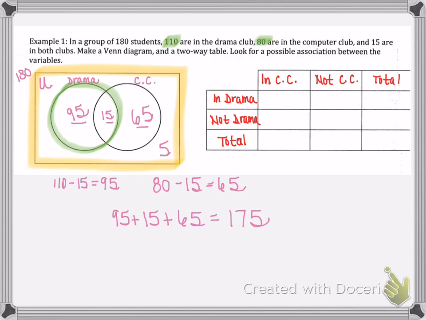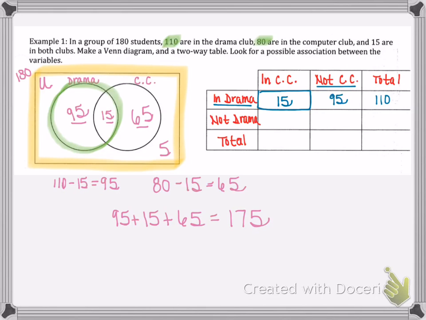Let's start by filling in the one that we filled in first on the Venn diagram. We had 15 students that were in drama and in computer club. That is represented by this section right here. So our 15 students is going to go right in that top section. Now we're going to look at the kids that were in drama but not in the computer club. That's the kids that were in the drama circle but not in the overlap region. So that's going to be our 95 students. And if you total that up quickly, that's 110. And that's what we want. We wanted drama students to total 110.